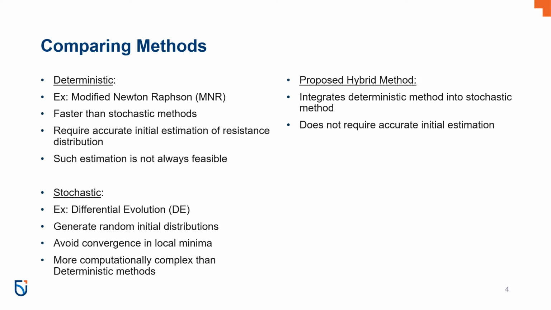Our proposed method is a combination of deterministic and stochastic methods, which we will explain in the later slides. It basically integrates a deterministic method like the modified Newton-Raphson into a stochastic algorithm like the differential evolution. So it does not need to have an accurate initial estimation in order to solve the problem.